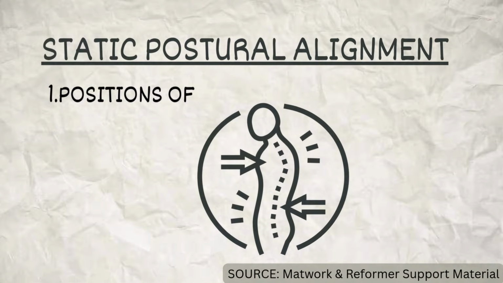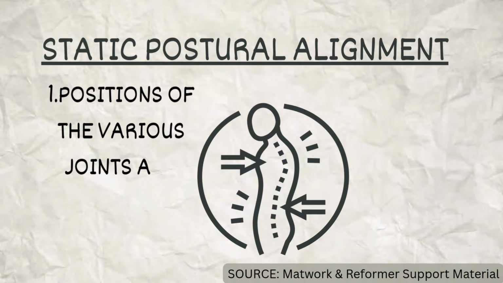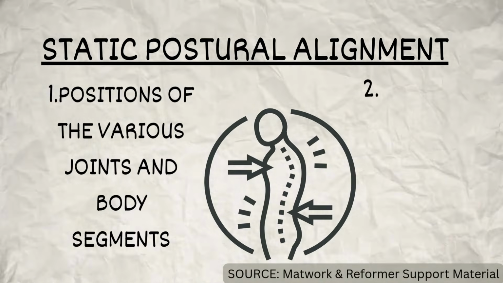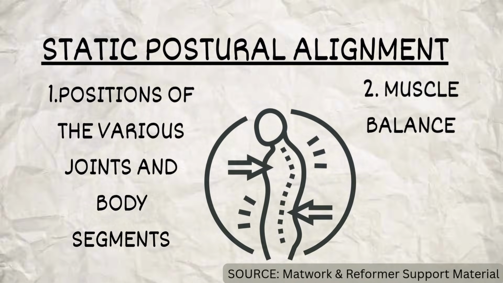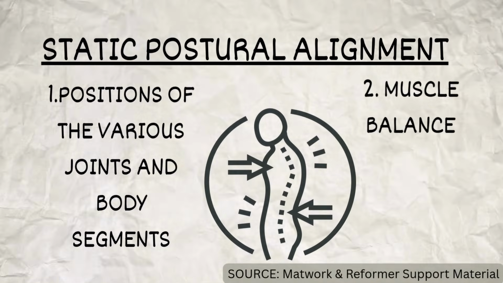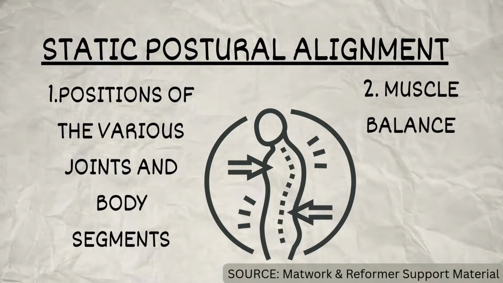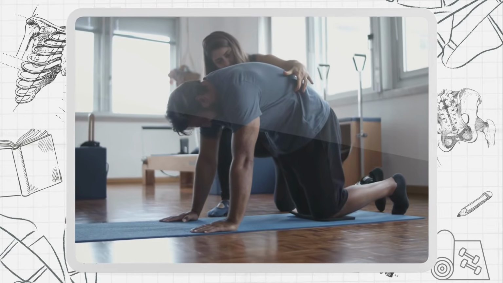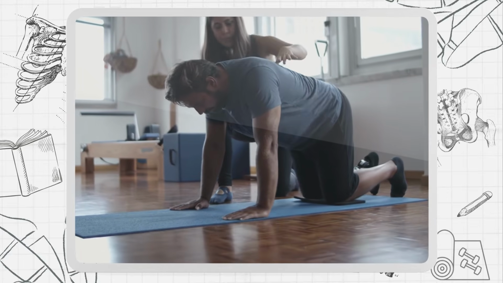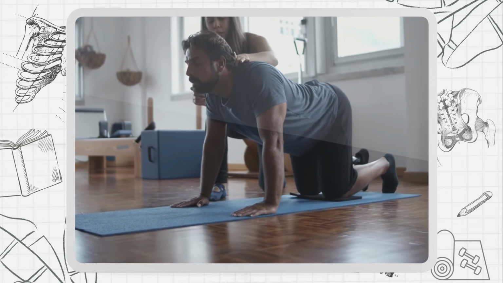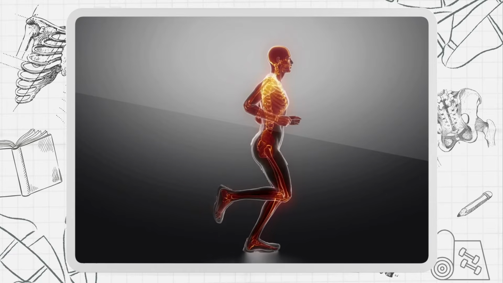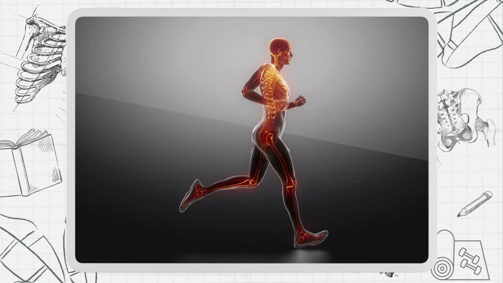Static postural alignment is best described in terms of the positions of the various joints and body segments. Posture may be described also in terms of muscle balance. I mentioned this earlier, but essentially how your muscles pull on your bones is what's giving you your posture. There is a bit more to it, like how your bones have grown, but for our purposes as Pilates instructors, when we're doing our postural analysis and creating programs for clients, this is what we're paying attention to.